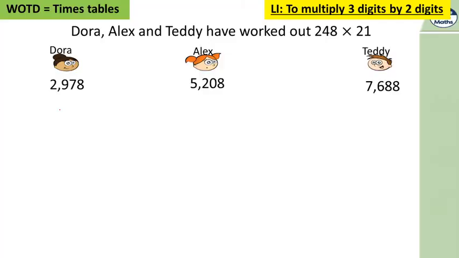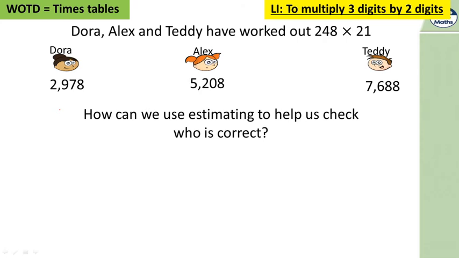Okay, so Dora, Alex and Teddy have worked out 248 times 21. Dora says the answer is 2,978. Alex says the answer is 5,208. And Teddy says the answer is 7,688. How can we use estimating to help us check who is correct? So we have the question 248 times 21. So think of any numbers close to that you could change that to, to see who's most likely to be correct.